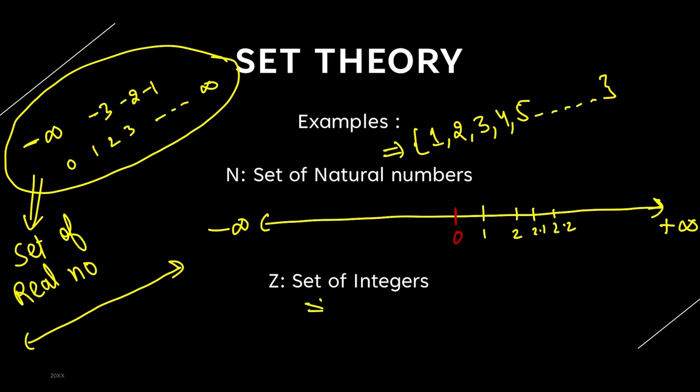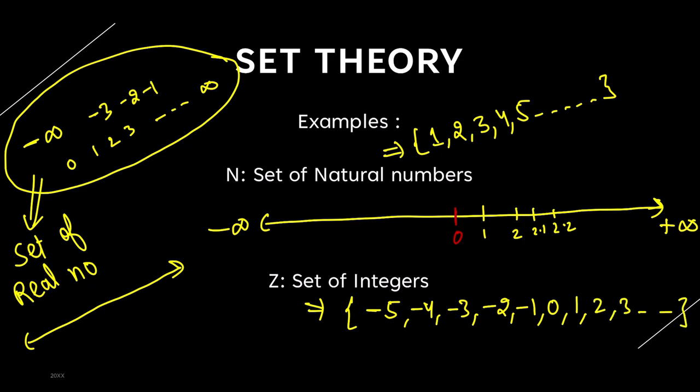Right? What is the set of integers? Integers will be minus 5, minus 4, minus 3, minus 2, minus 1, 0, 1, 2, 3, and so on. This is the set of integers. Now, if someone asks you, is minus 62.5 part of this set of integers? No, because integers only have non-decimal numbers.